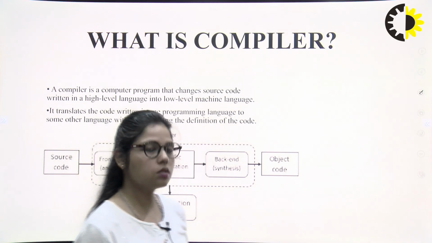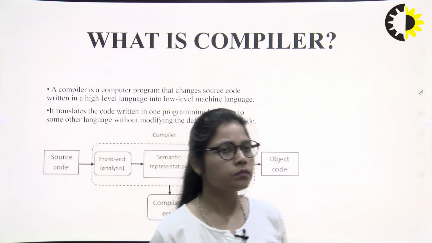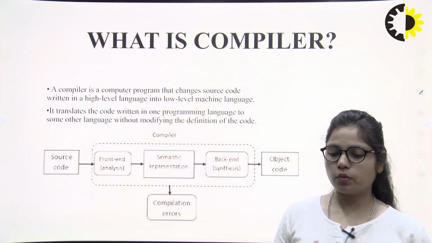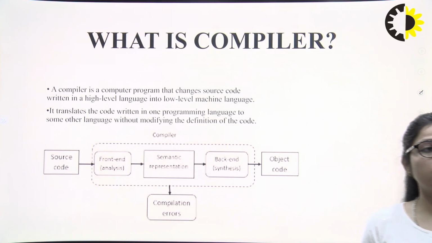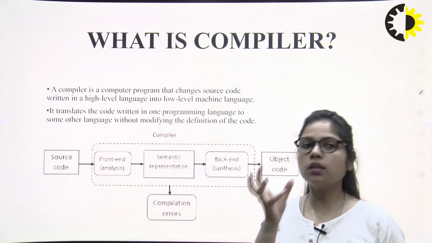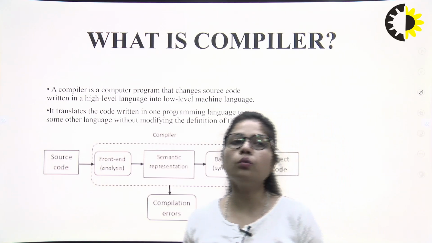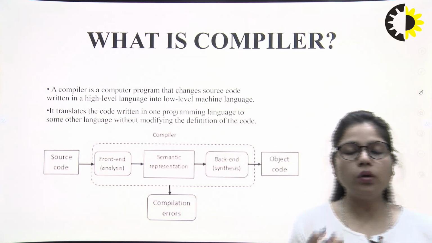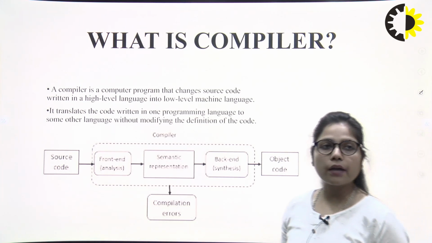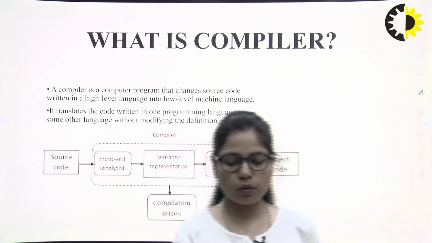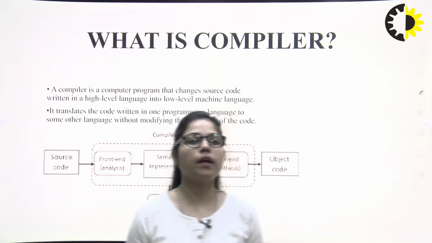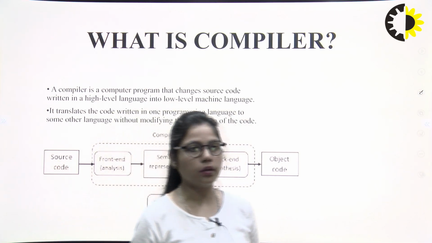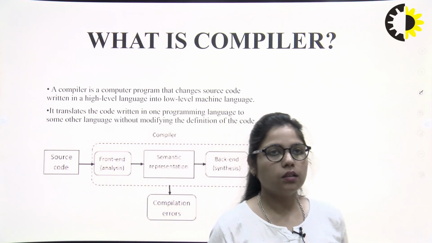Now the first one is what a compiler is. A compiler is a computer program that changes our source code written in a high level language into a low level machine language. Basically it translates the code written in one programming language to some other language without modifying the definition of the code. This is basically a compiler.